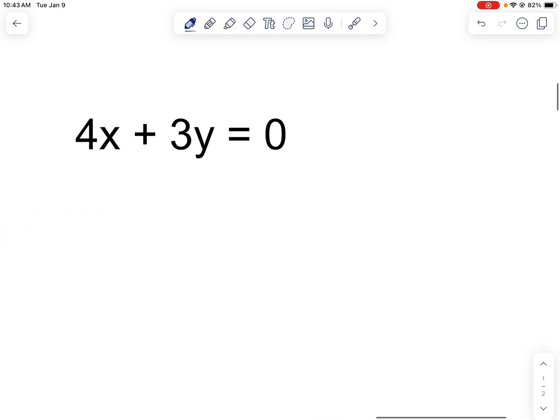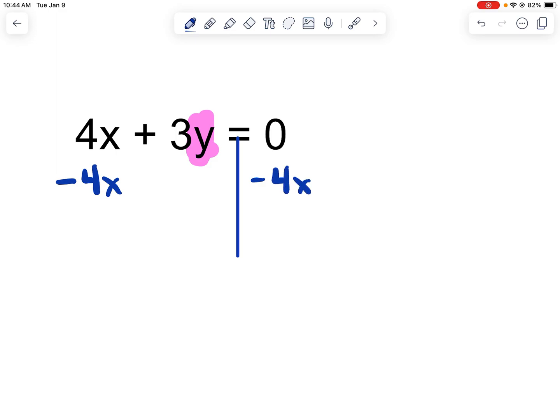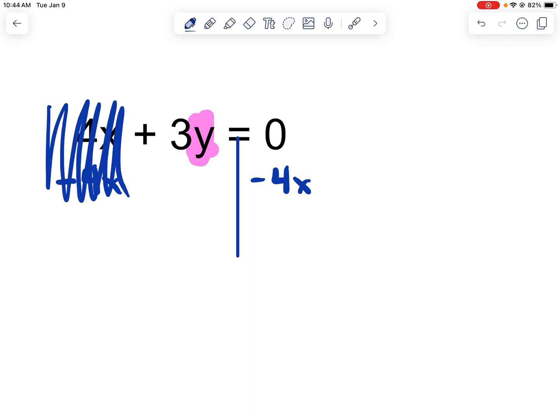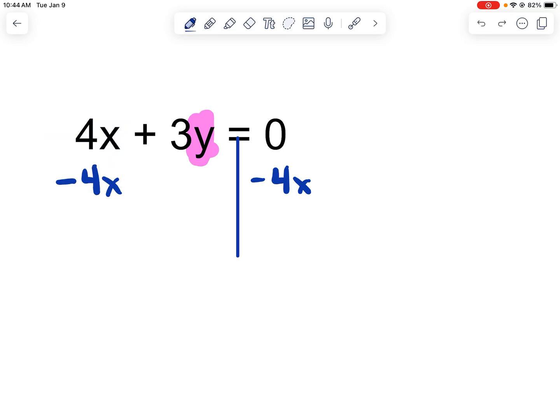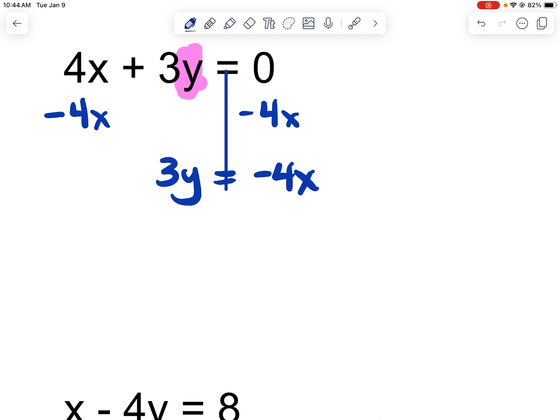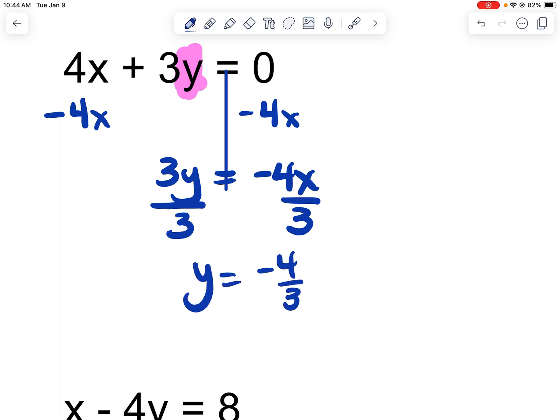Over here, I have an x and a y. So I want the y to stay where it is, but I want the x to move. So I'm going to subtract 4x from both sides. Basically the whole purpose of it is to get rid of that so that the 3y is by itself. That's why we're doing it. Okay, so negative 4x. Right now, I have a coefficient of y, so I need to divide both sides by that coefficient, and I get negative 4/3 x.